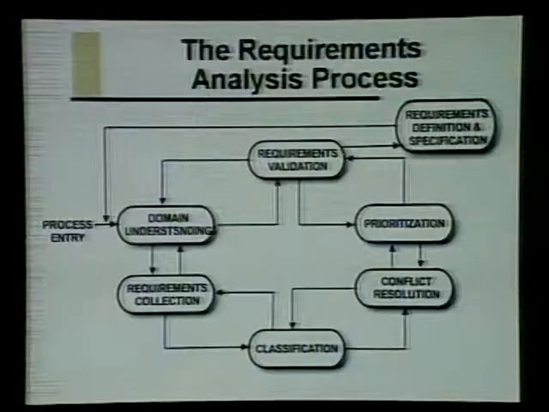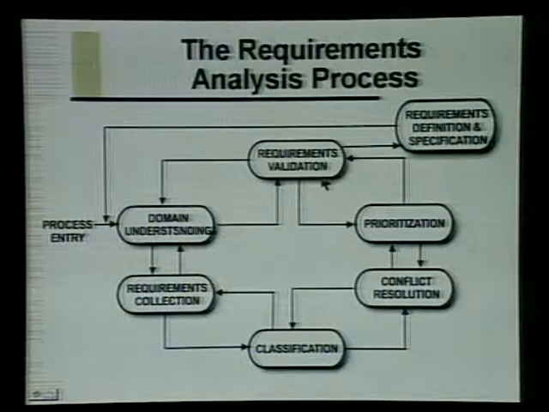Note that the activities shown in this diagram are highly iterative, as I said before. They provide feedback to each other. Once you are doing the classification, you might find out that some of the requirements are missing, and then you have to go back to the requirements collection phase. Once you are doing the requirement collection, it is possible that, at the same time, whatever requirement you collect, you put the requirement in the right category.